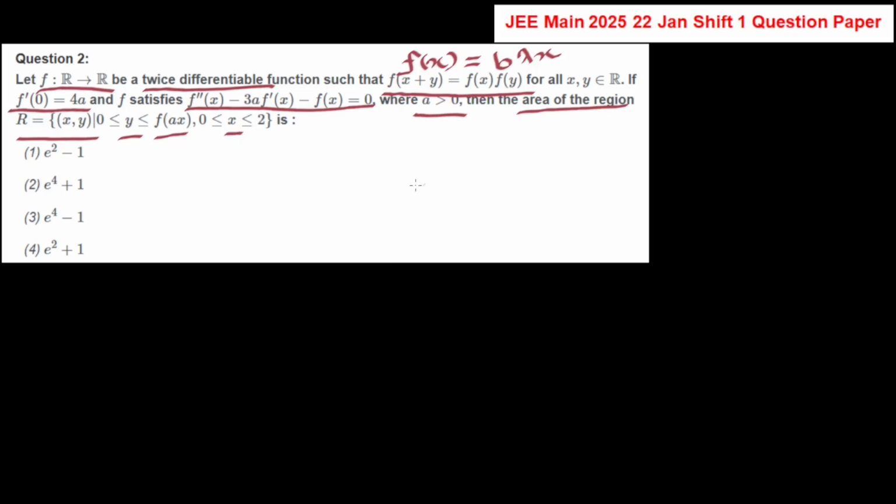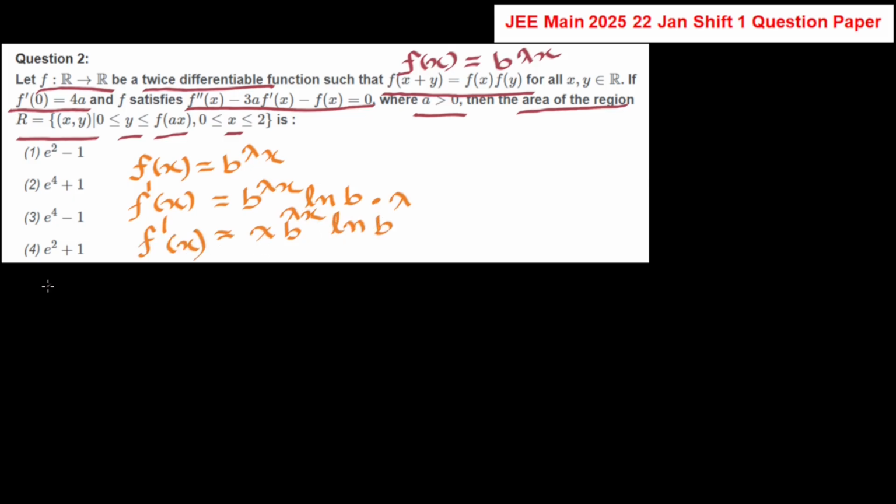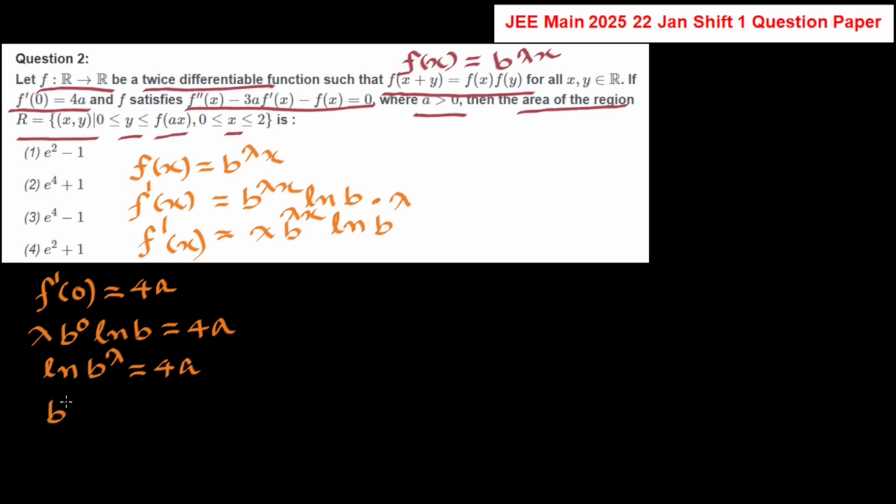So let us start with assuming f(x) = b^(λx), an exponential function. Its derivative f'(x) will be b^(λx) ln b into λ. Now f'(0) is given to be 4a, so putting 0 in place of x, λ b^0 ln b will be 4a, ln b raised to λ will be 4a, and b^λ equals e^(4a).